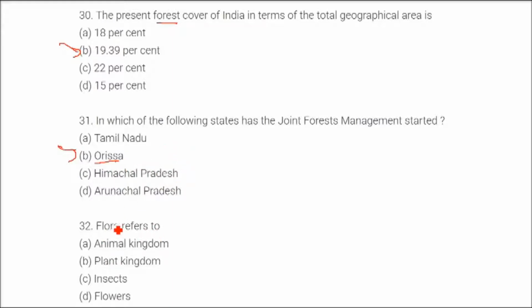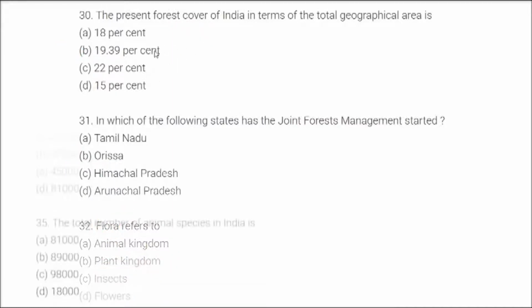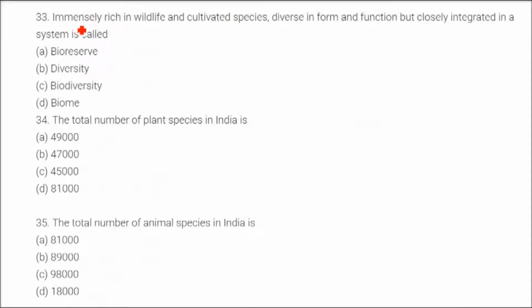Flora refers to the kingdom. Which kingdom? This word you can relate with the flowers. So the answer here will be the plant kingdom. Immensely rich in wildlife and cultivated species, diverse in form and function, but closely integrated in a system is called what? This is actually a definition of biodiversity.